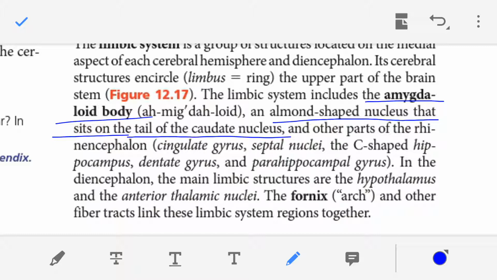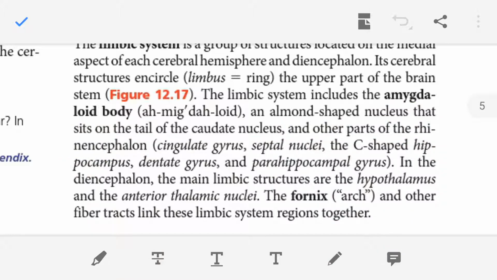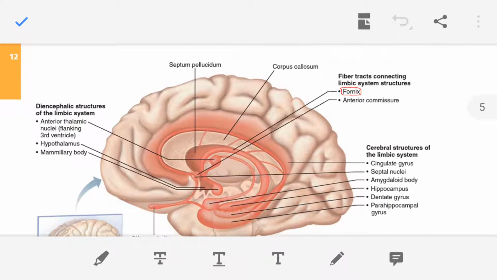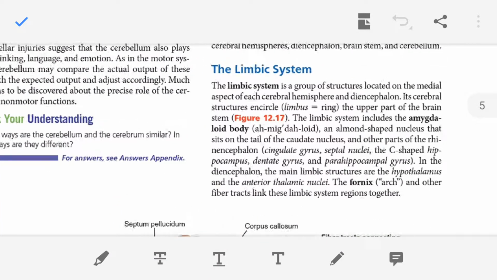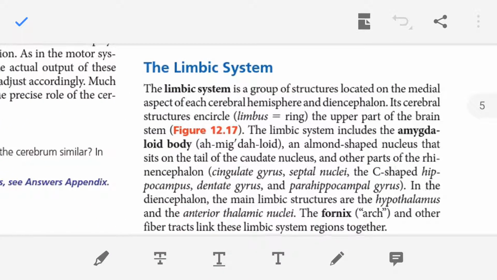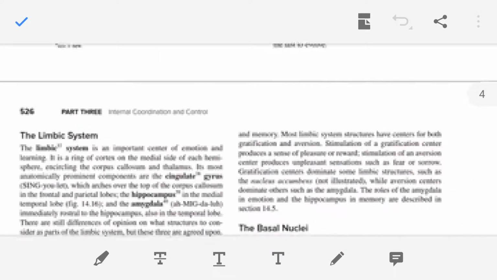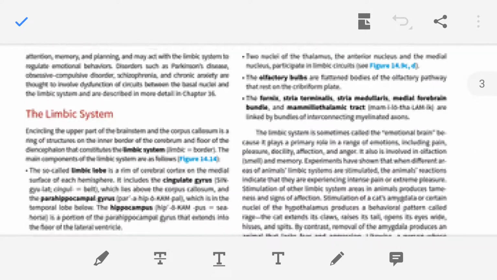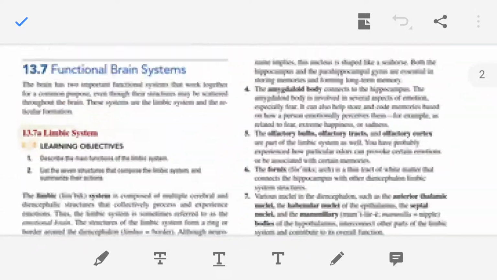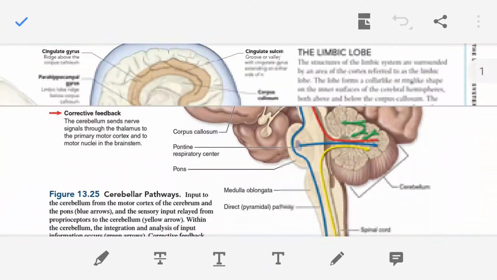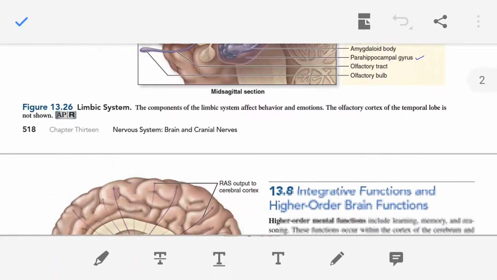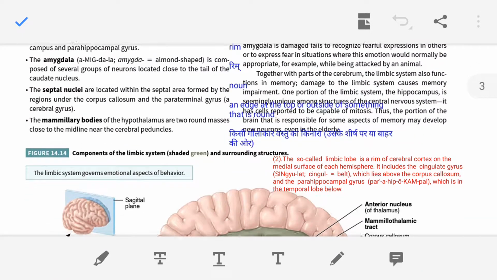And other parts of rhinencephalon. So here we have discussed the amygdala.